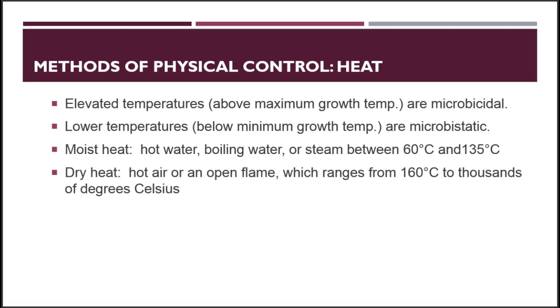And hopefully you remember from chapter 6 that each organism has its own temperature range of preferred growth. And once we get above that maximum growth temperature, then certain adverse things begin to happen, like denaturation of proteins and those kinds of things that make it impossible for the microbe to continue to function properly.